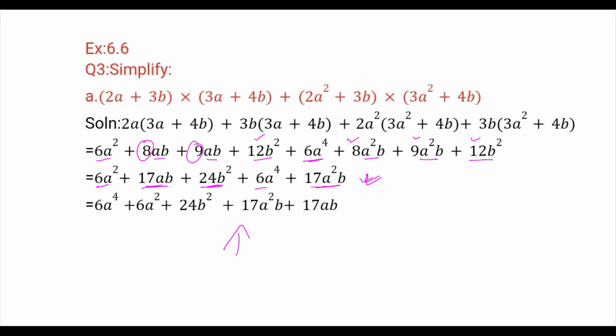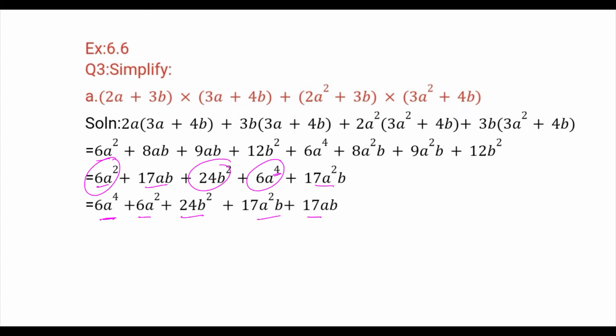The last step, we're just arranging the terms according to their power. Okay, so when you look at the largest power here is 4, a to the power 4, so this is here first, and then we're keeping a square second. All right, then we're coming to b square, and then we're coming to a square b, and then 17ab at the end, the last. All right, so once again, you can stop here. Your answer is still correct.